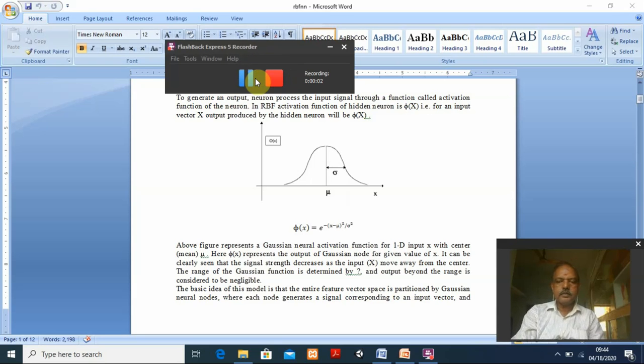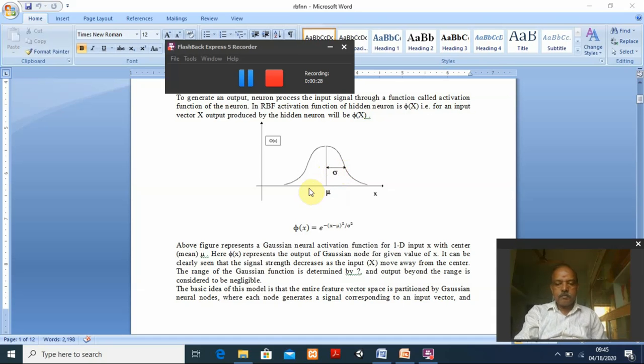Yeah, welcome back. Now please refer to this figure. This is the figure representing the Gaussian function. In this Gaussian function, the input is represented by this x-axis. You can check it here, and the response of this Gaussian activation function is represented by phi x. The mean of the signal is represented as mu, and this distance you can see is sigma.